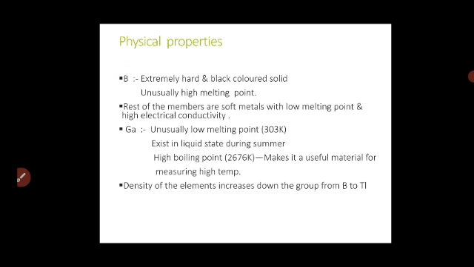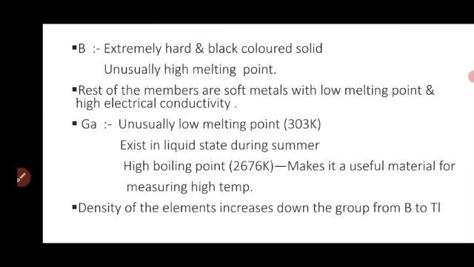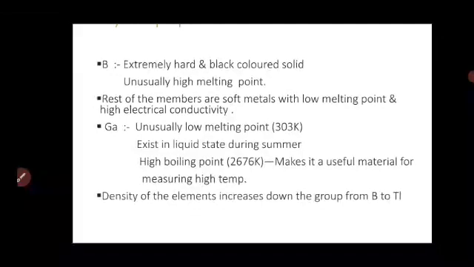Now let us see the other properties. So boron is an extremely hard, black colored solid. Now as it is very hard, obviously it has a very high melting point, right? So unusually high melting point. Then what about the rest of the elements? The rest of the members are soft metals with low melting point and high electrical conductivity. We can see aluminum is used for electrical wires, especially street wires are made up of pure aluminum, right? Okay.